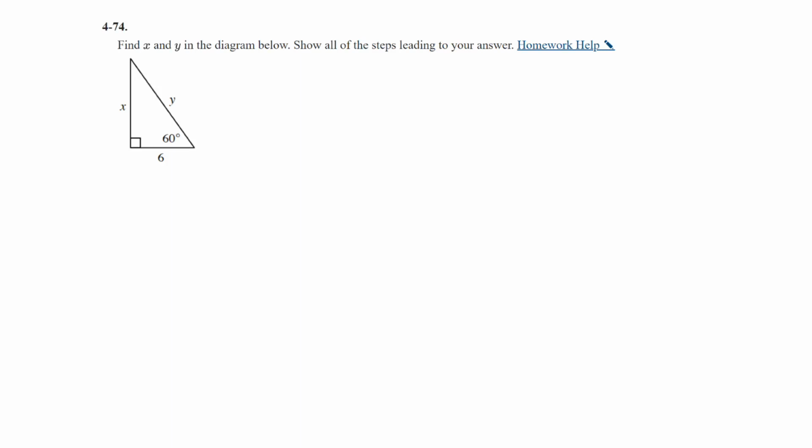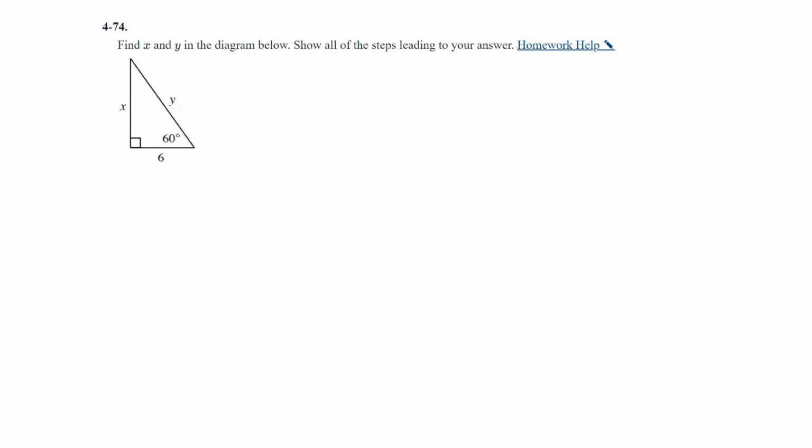And question 74. Find x and y in the diagram below. Show all the steps leading to your answer. Well, that's easy enough. Here's x, and here is y. So that is it. It just says find them, and I found them. So that one's done. Okay, just kidding. Let's find the value of x and y.